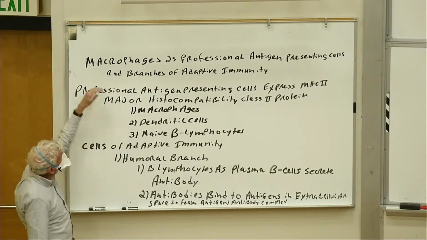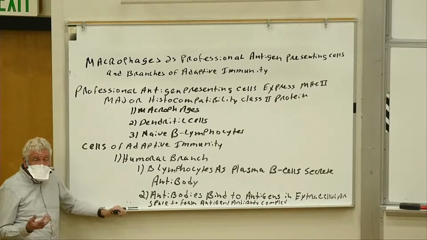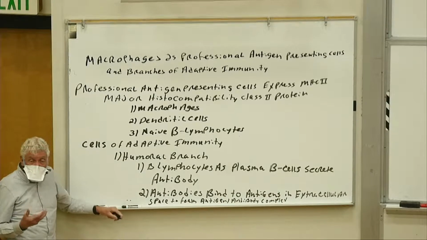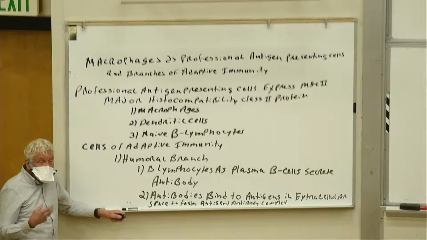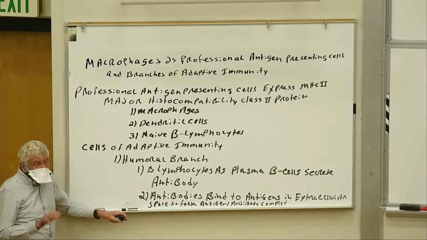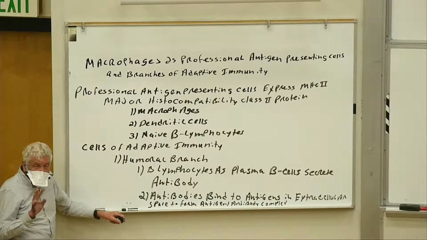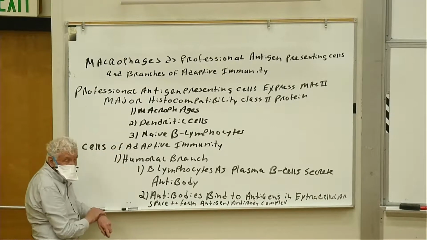But what I want to do is leave you with the idea that these macrophages will express on their surface a special protein called MHC2. MHC2 stands for Major Histocompatibility Class II proteins. MHC2 proteins are only found on 3 cell types. They're found on macrophages, dendritic cells, and naive B lymphocytes.